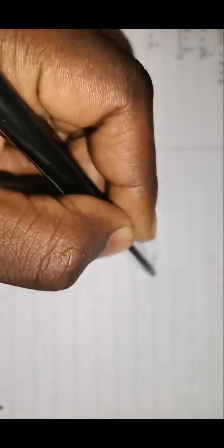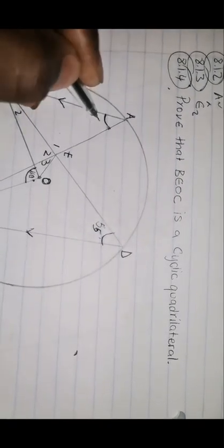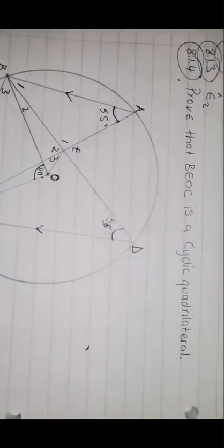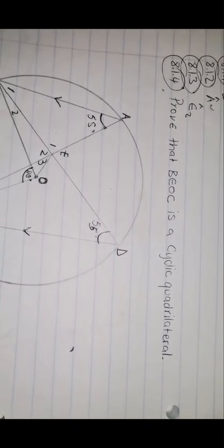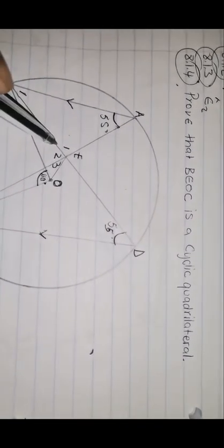Reason: angles in the same segment. I hope you can clearly see. Then therefore, angle A is equal to 55. Hope you understand, guys. How do we find angle A? Let's go back. 55, 55. Now, E2. How will I find E2? Where is E2? Here is my E2.